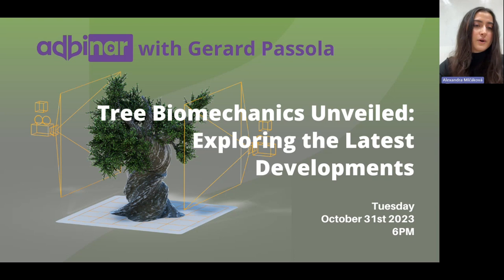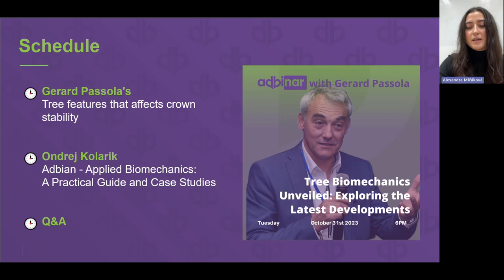Quickly to go through today's schedule so you know what's coming up. The first presentation will be from our main guest, Gerard Passola, and his presentation's topic is three features that affect crown stability. After that, he will be followed by Ondrej Kolarik and his presentation, Adbian Applied Biomechanics: Practical Guide and Case Studies. He will be joined by two special guests. So stay tuned for that. And after those two amazing presentations, there will be space for your questions.